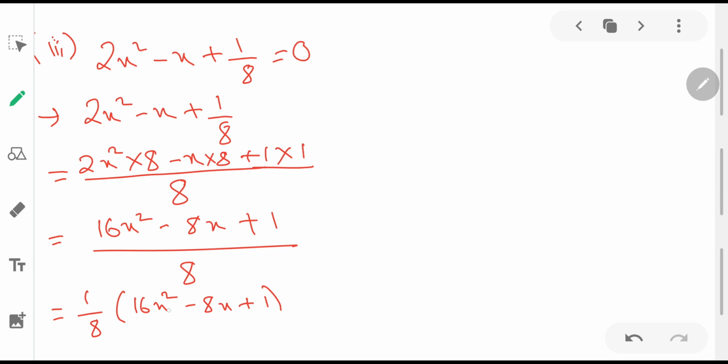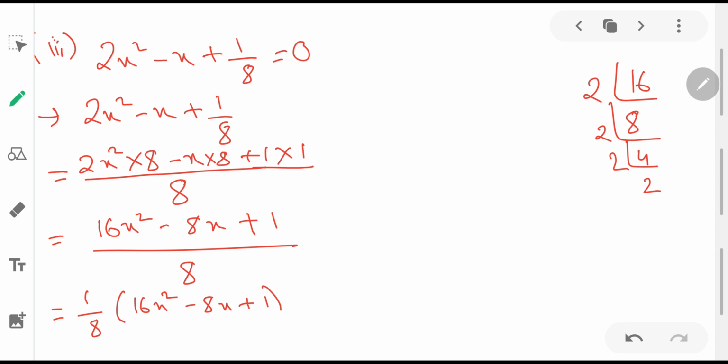So what is the square term? What is the coefficient of the square term? It is 16. What is the constant term? 1. So 16 into 1 is 16. From 16 we need to make 8. So let's make it. 16, if we factorize it, is 2 into 8, and if we further factorize it, 2 into 4, and further factorizing, we'll get 2 into 2.